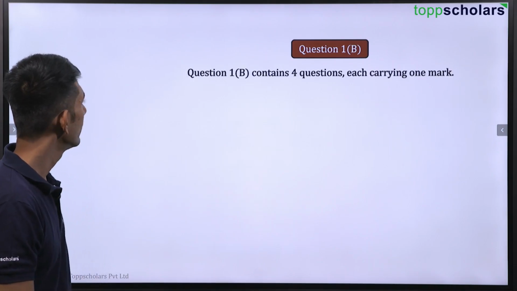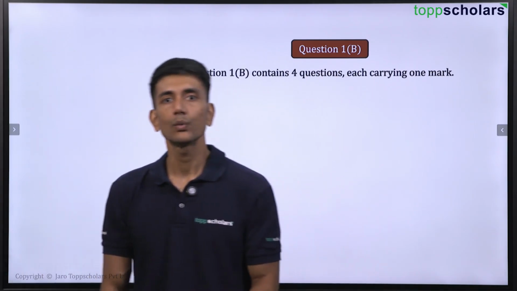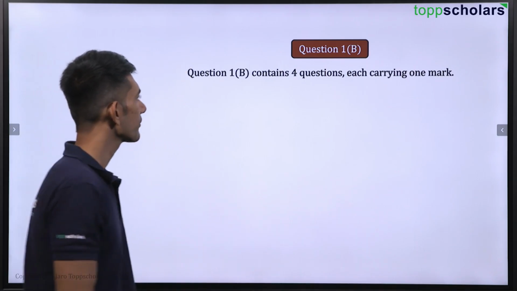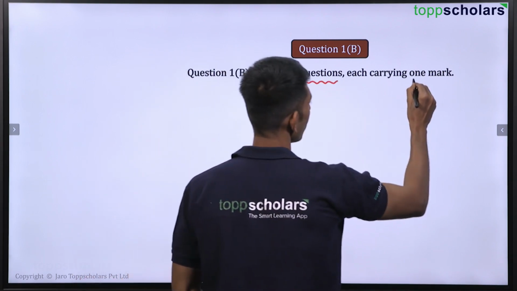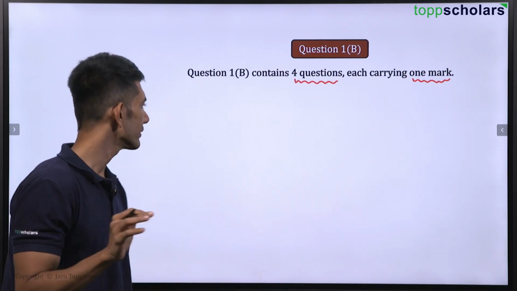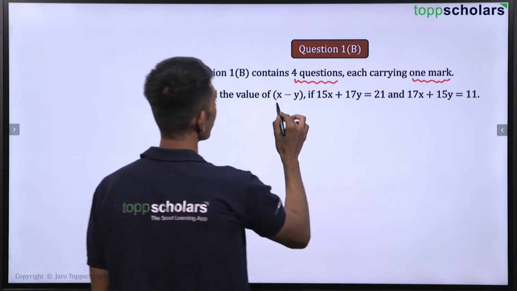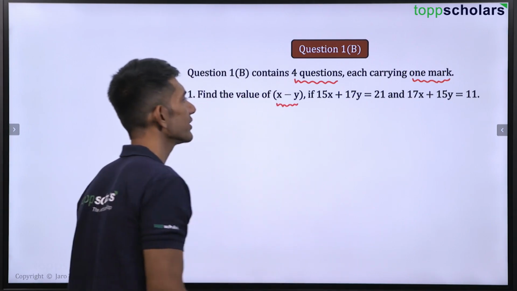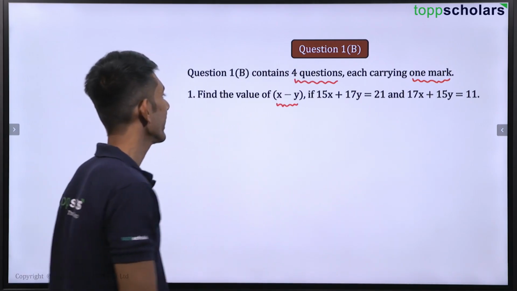Let's continue further. Now question 1A is done. We are moving on to question 1B. So in question 1B, you will have 4 questions. Each question will carry 1 mark. And they are not multiple choice questions, right? Okay. So the question says, find the value of x minus y if 15x plus 17y is 21 and 17x plus 15y is 11. Okay, interesting question.